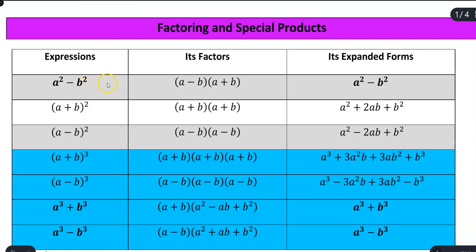The special formula for that will be a minus b multiplied with a plus b. These are the factors of the expression a squared minus b squared. This is a formula that we should remember. If you expand these two factors, you should end up with the original expression, a squared minus b squared. So this is a special formula called the difference of squares. Make a note of this.